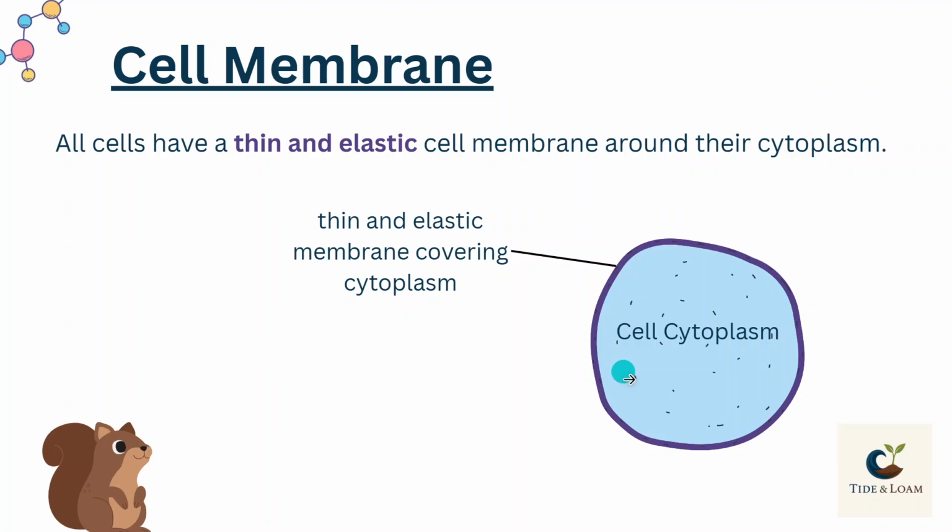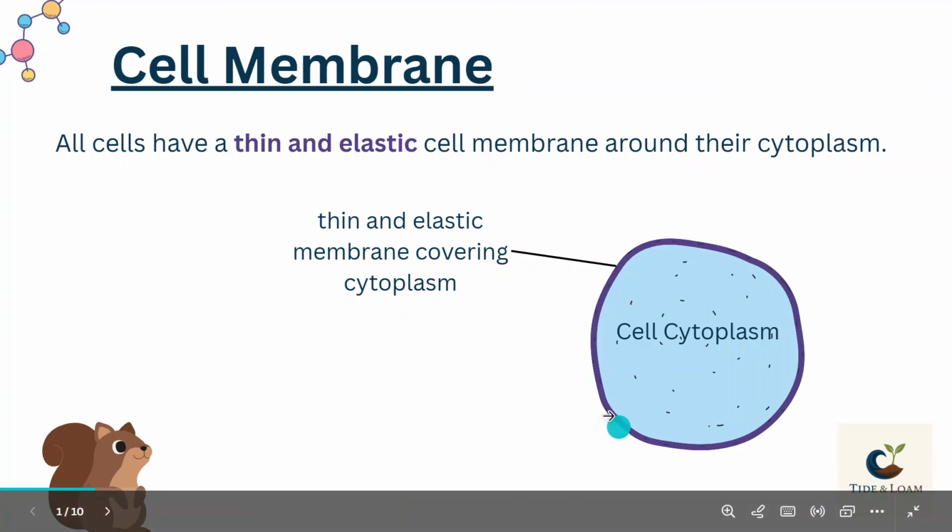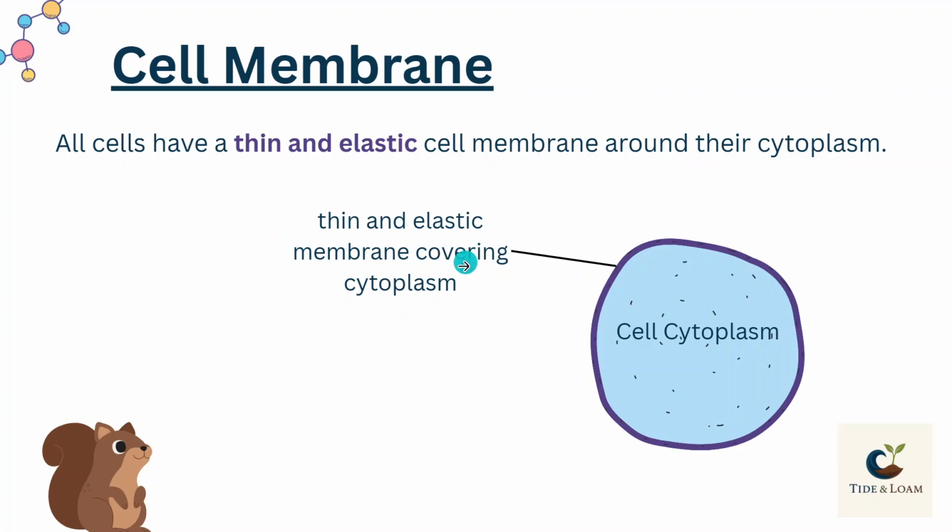Now here we have a simple cell. This blue colored fluid is the cytoplasm of the cell, and around cytoplasm this purple colored boundary is cell membrane of the cell, and it is thin and elastic covering around cytoplasm. So cell membrane is a covering, cell membrane is a boundary which is present around cytoplasm, and it is thin and elastic in nature. Now why do we study cell membrane, why is cell membrane actually present?